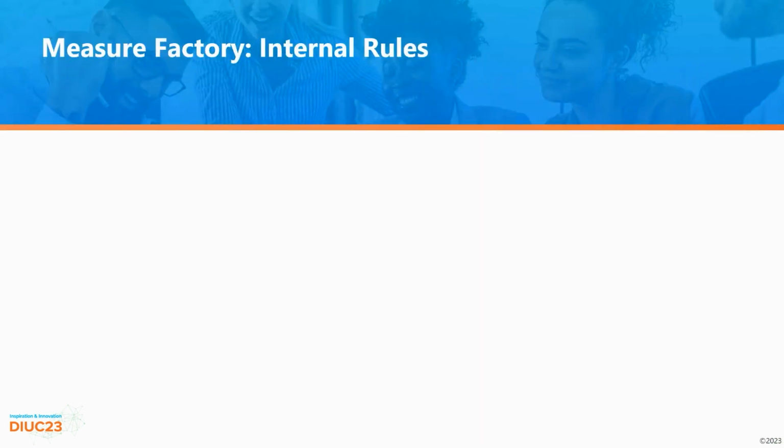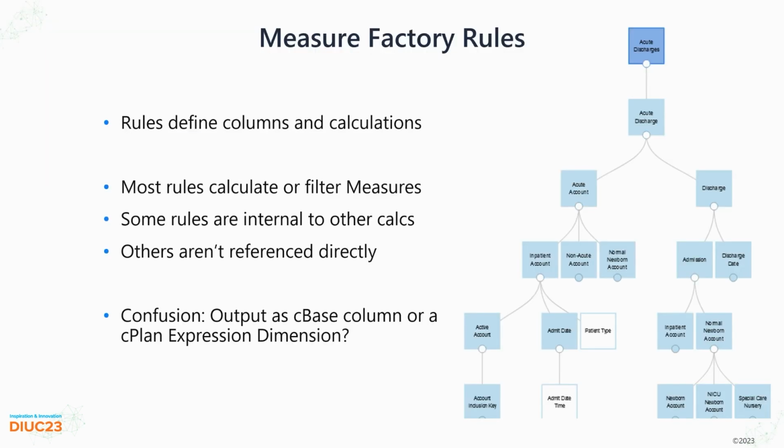Let's talk about internal rules in Measure Factory. As the slide title says, Measure Factory rules. Okay, rules are used in Factory to define columns and calculations. This is how you get the calcs for a measure and also how you filter measures. There are some rules, though, that are really just sort of temporary, used to help you define measures along the way. They don't need to actually come in the output. Sometimes you have rules that are used not to affect a measure, but to be available in the output for later use downstream. So there's been some confusion over the years. Is a particular rule going to end up as a cbase column or as a cplan expression dimension?